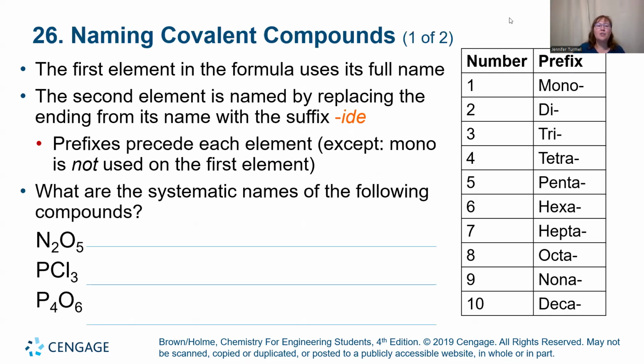All right, so let's start with naming our covalent compounds. Okay, so when we're naming a covalent compound, remember that the big thing here is that there are no metals. All right, and you've got that chart with it made there.